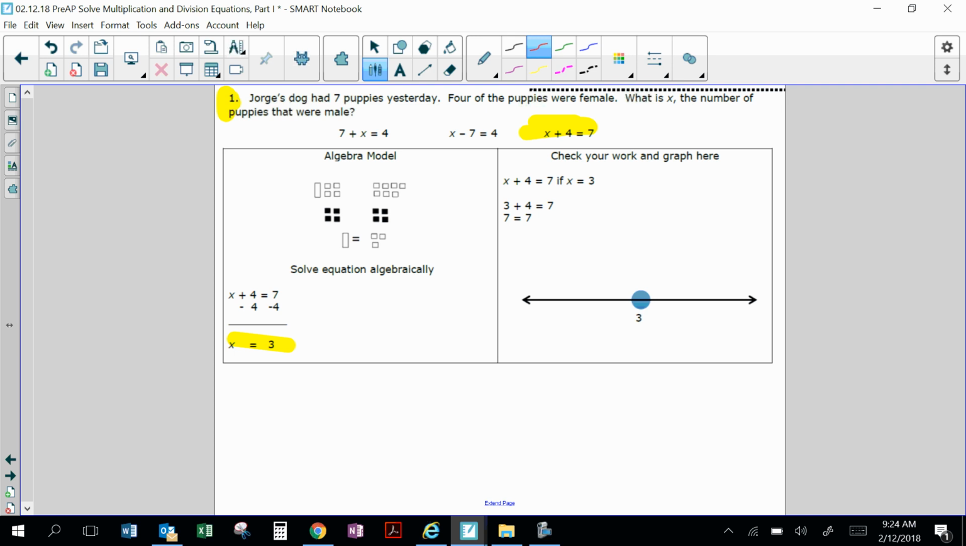George's dog had 7 puppies yesterday. 4 of the puppies were female. What is the number of puppies that were male? You were supposed to have used this equation, x plus 4 equals 7, and the answer is x equals 3. I did algebra tiles, I solved it algebraically, and I graphed it on a number line with a dot.